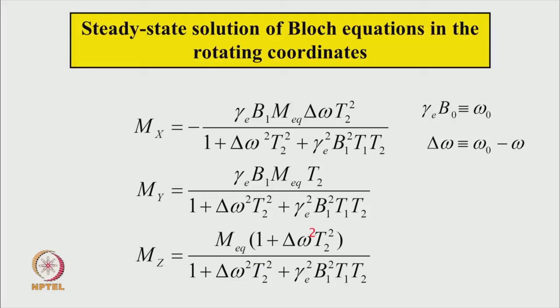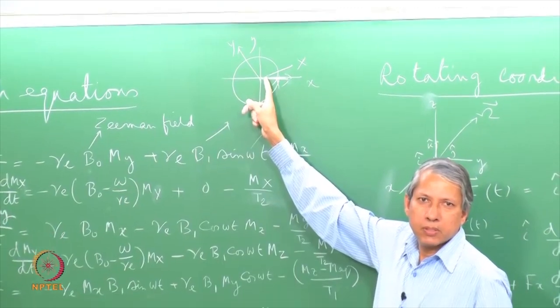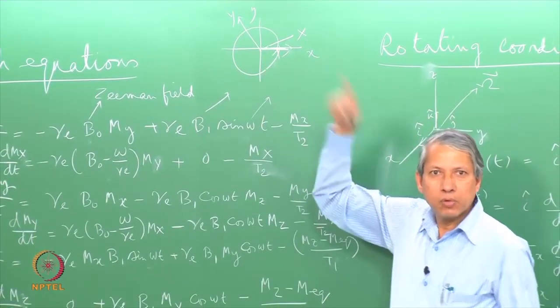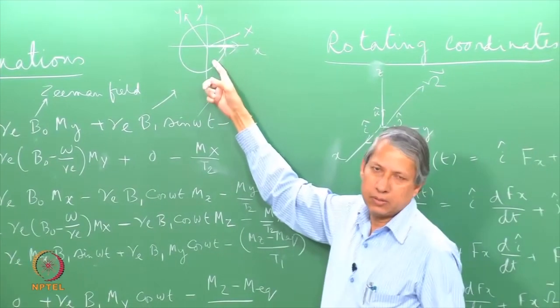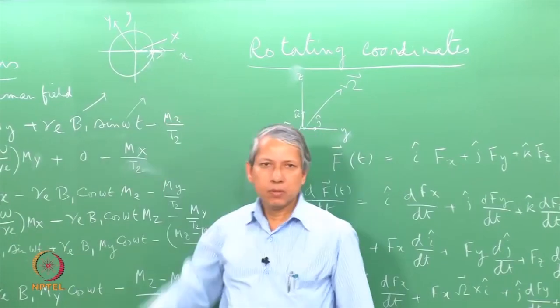So, now EPR spectrometer can be set to detect the Mx component of the magnetization or My component of the magnetization. Usually we look at the My component, which is called the out of phase component, because it is out of phase with respect to this rotating magnetic field which is applied in the X direction. So, we are looking at the Y 1 which is 90 degree out of phase, but one can detect the X component also, which is the in phase component.